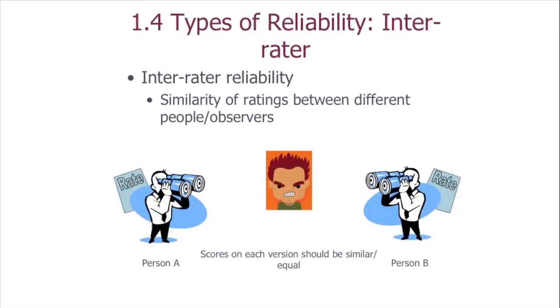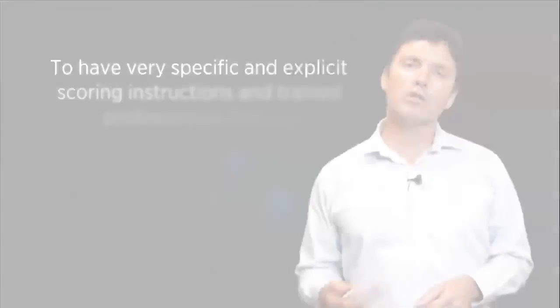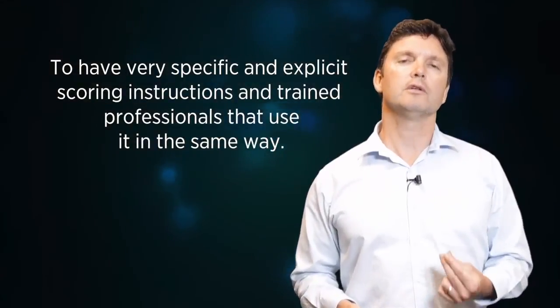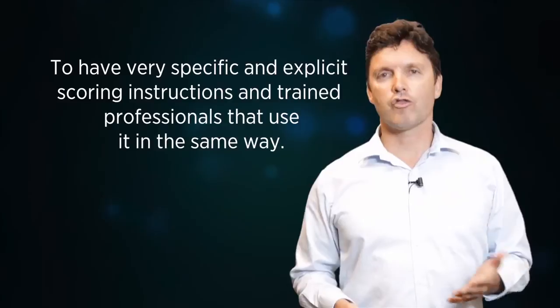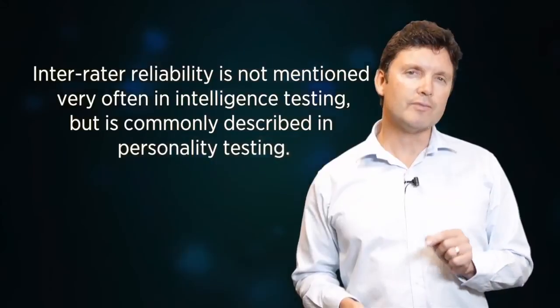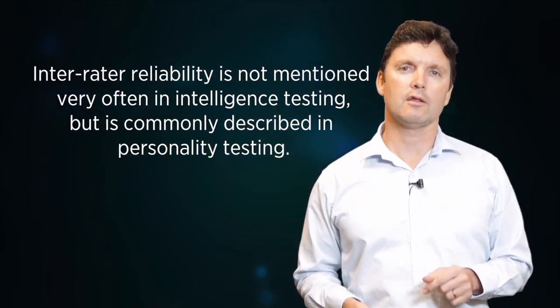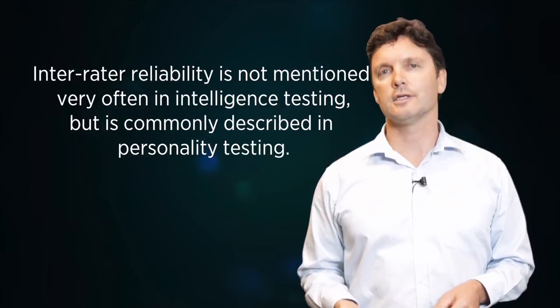So what we have are two people independently scoring their observations, and the closer their scores are, the higher the inter-rater reliability. What's important here is to have very specific and explicit scoring instructions and similarly trained professionals that use it in the same way. Inter-rater reliability is not mentioned very often in intelligence testing, but it is commonly described in personality testing. In a study of extroversion, for example, one way to assess inter-rater reliability would be to ask two different teachers who knew the same children to rate them and see whether their ratings were similar.